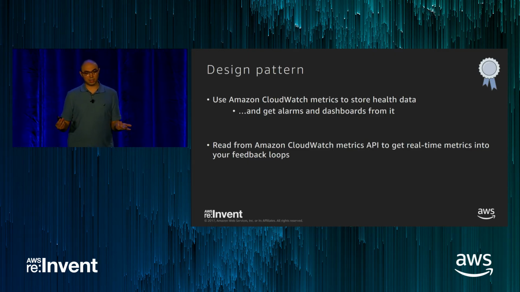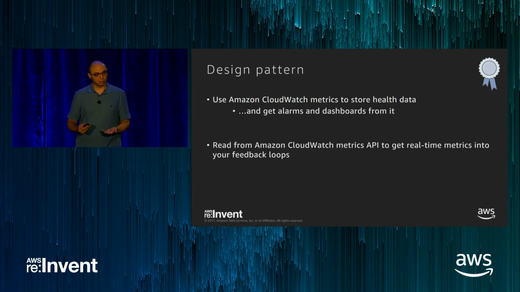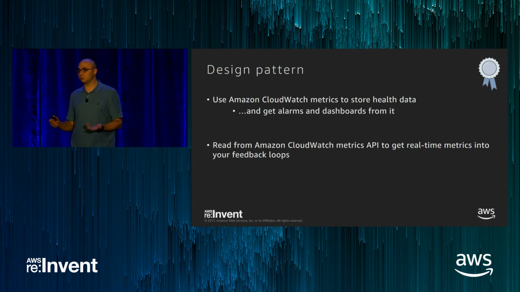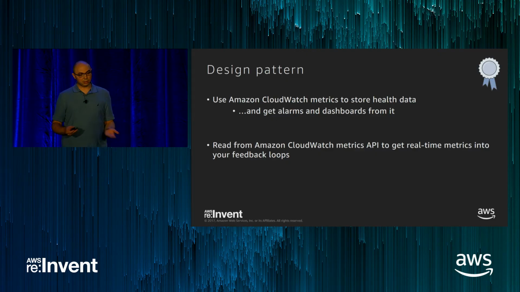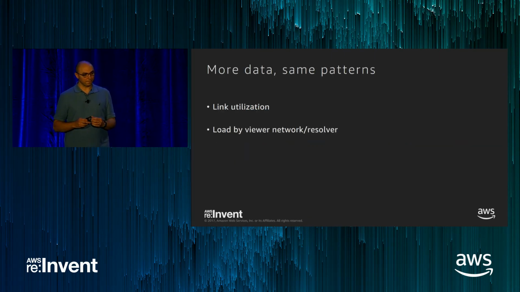Another design pattern there is to, whenever the number of metrics allows it, use CloudWatch metrics instead of Kinesis, because then you get alarms and dashboards without having to do any further work. That makes it much easier. And another one is that you can read these metrics from CloudWatch using an API. You are not tied to the console. You can have this data inside your feedback loop automated system.